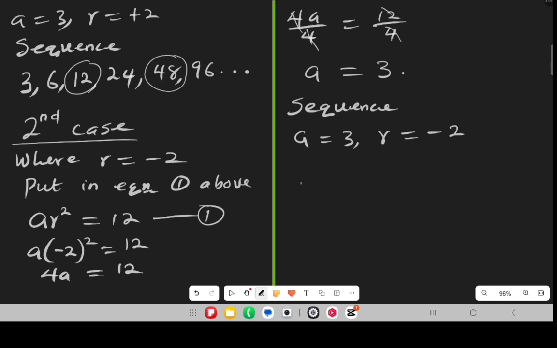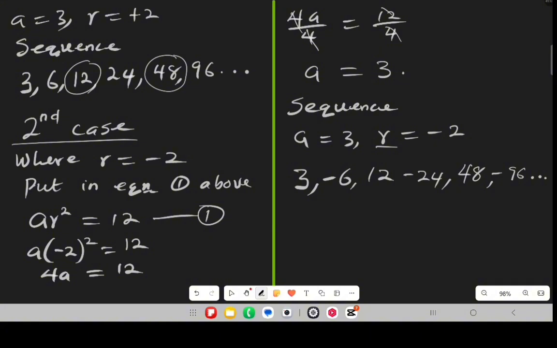Now, the first term is given as 3. To generate the sequence, we multiply by the common ratio, which is minus 2. 3 times minus 2 gives us minus 6. Minus 6 times minus 2 gives us plus 12. Plus 12 times minus 2 gives us minus 24. Minus 24 times minus 2 gives us 48. Minus 2 times 48 gives us minus 96, and so on.